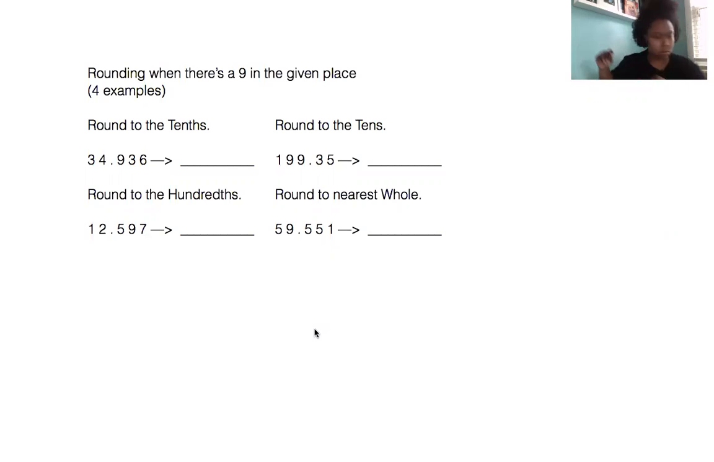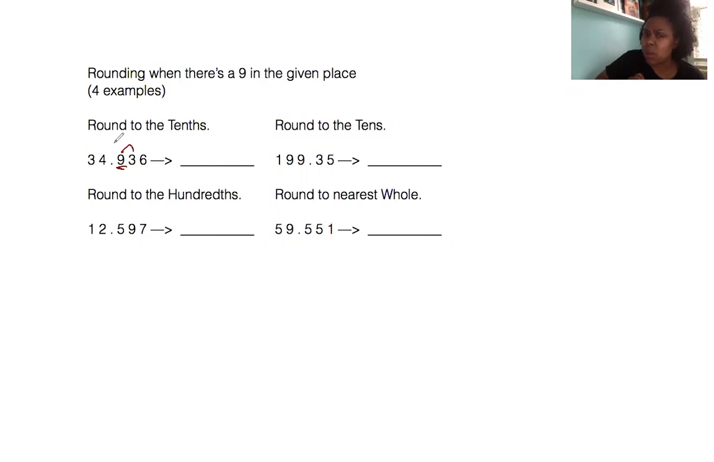All right. When we're rounding to the tenth place, and we've got 34 and 936 thousandths. All right, so we can see that the three is in the tens place, four is in the ones, nine is in the tenths. Okay, so I'm going to underline that. And then I'm going to look next door because it's going to tell me if I'm going to round up to the next number or stay where I'm at and round down.